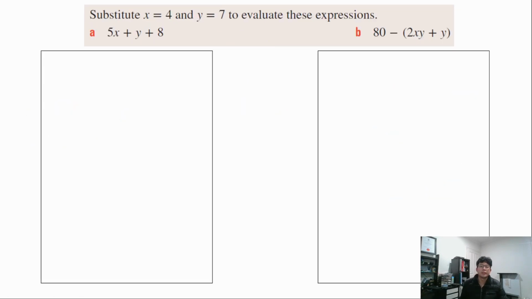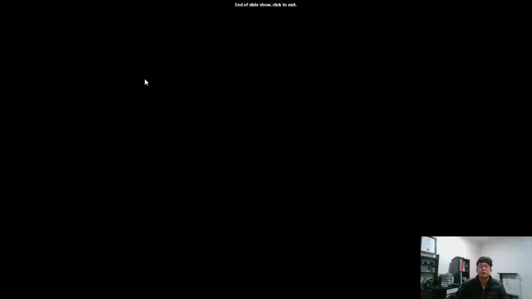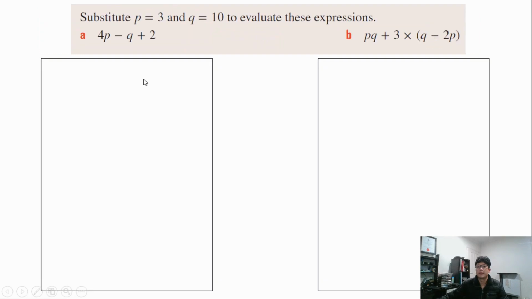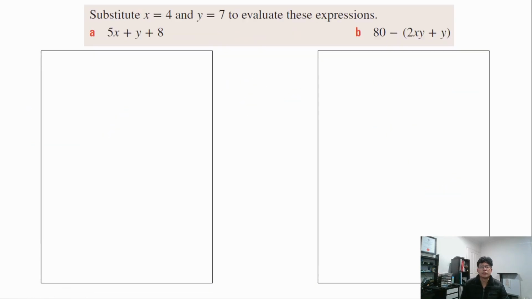Alright, now moving on, just a harder set of questions. Sorry about that, I'll just go back for you. We have 2 pronumerals this time, x and y. So we need to substitute both x and y. So x becomes 4, so we have 5 times 4 here. Plus y, which is 7, plus 8. That's going to equal 5 times 4 first, 20, plus 7 plus 8.